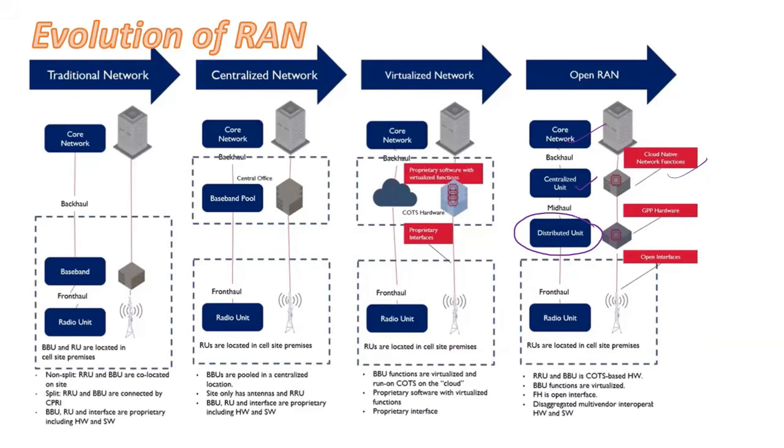So interfaces are open in case of open RAN, meaning you can mix and match different vendors for the RU, CU and DU. Okay. So this is how the open RAN is different from the virtualized RAN. You remove the proprietary equipment. This is how the open RAN is different from other radio access networks.